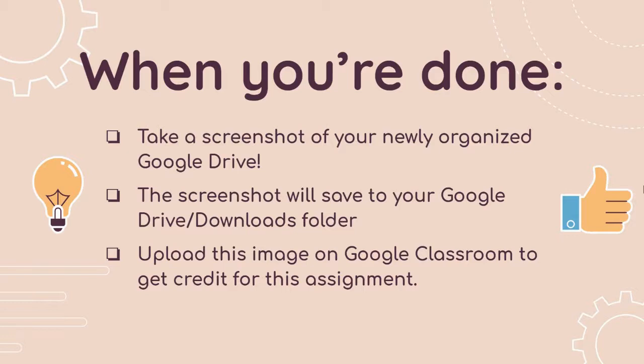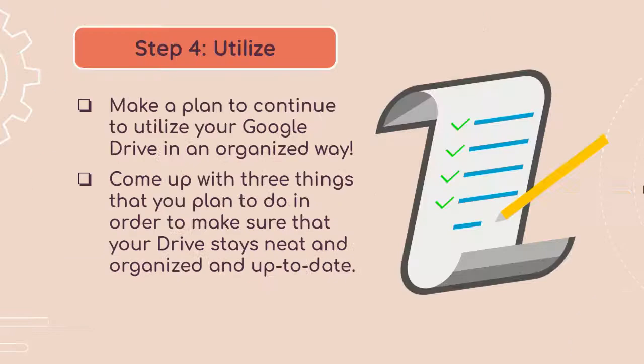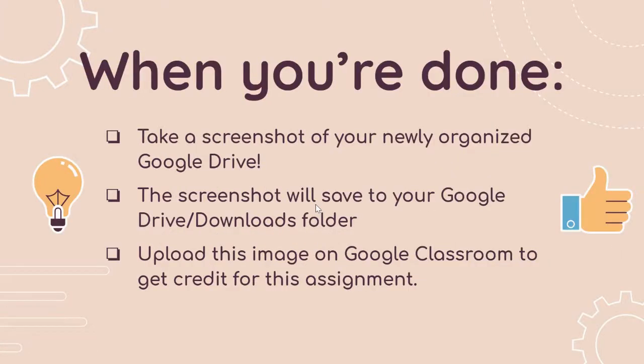So after you come up with this plan, taking your screenshot, the screenshot is going to save into your Google Drive, your downloads folder. What you can do is go back to Classroom, hit that little gray upload icon, or hit Drive and upload that screenshot of your newly beautifully organized Google Drive to Classroom to get credit for this assignment. So there's a two-part thing you need for the assignment. You need both your 3 things that you need to do and this screenshot of your newly organized Google Drive.